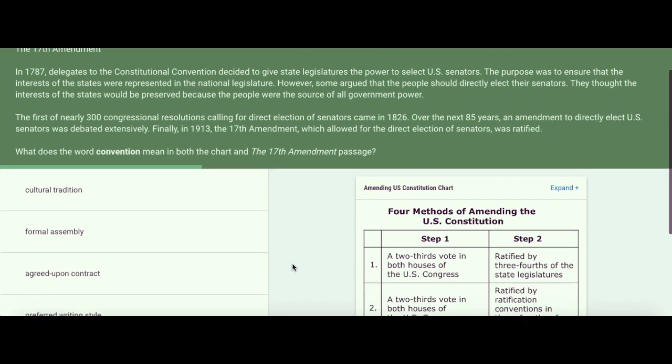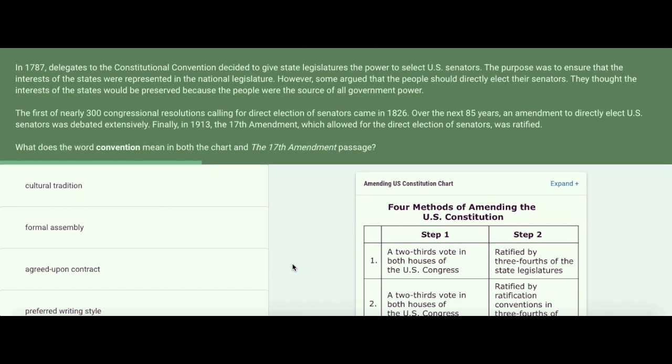In 1787, delegates to the Constitutional Convention decided to give state legislatures the power to select U.S. senators. The purpose was to ensure that the interests of the states were represented in the national legislature. However, some argued that the people should directly elect their senators. They thought the interests of the state would be preserved because the people were the source of all government power.